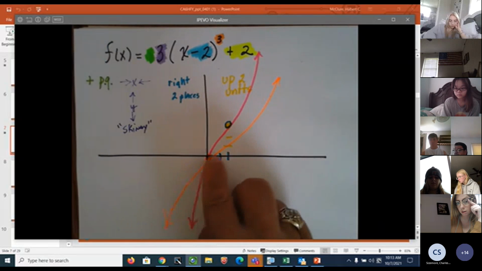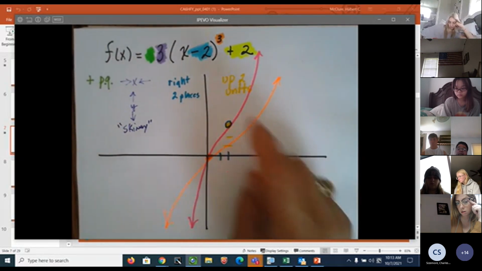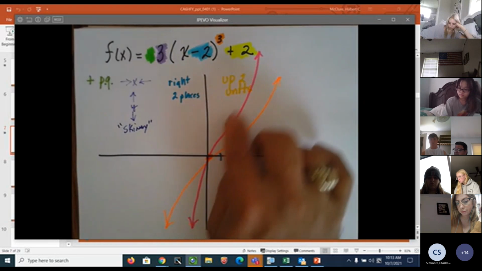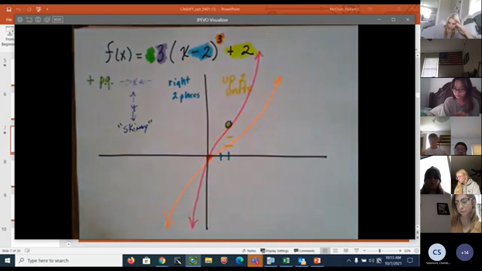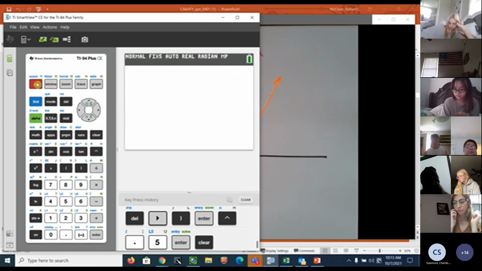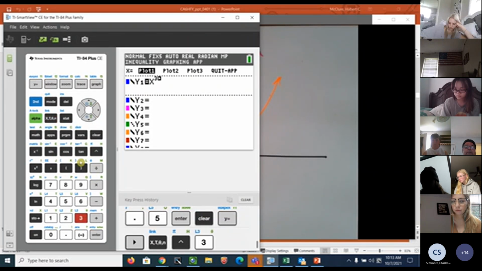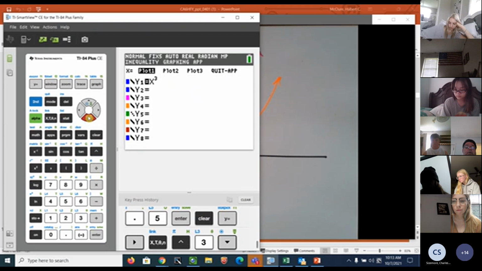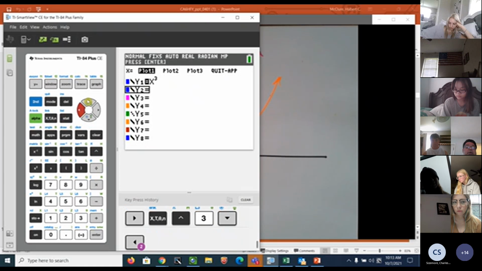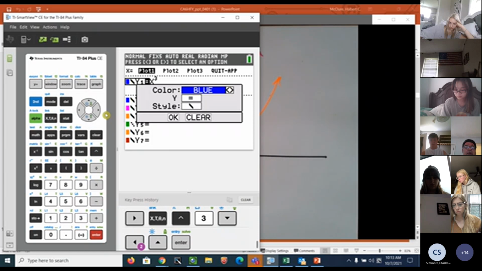It's not supposed to go through the origin wherever it crosses. This is the new origin right here. So it's going to be skinnier, and you can check on your graphing calculator. Clear. y is equal to x cubed is your parent graph. And we'll color that black since it's going to be the basis parent graph.